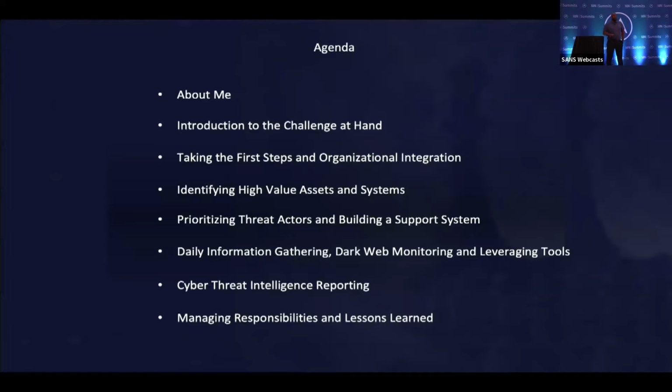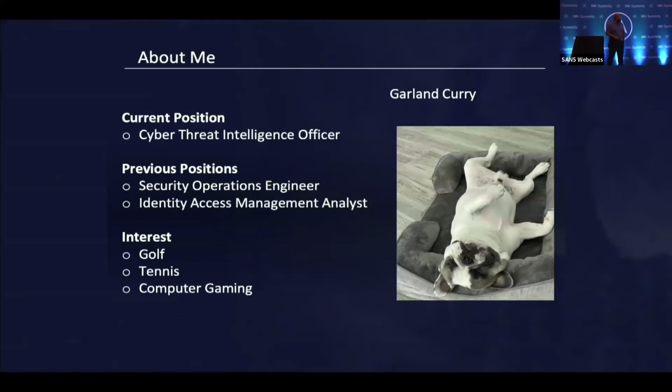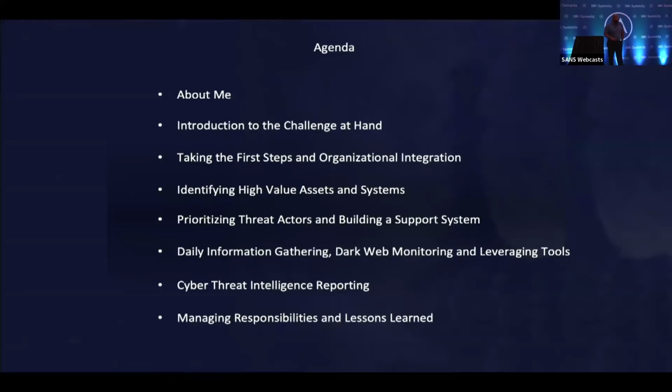And now I'd like to get into the agenda so you can see where our journey will be taking us. We're going to start off with about me, introduction to the challenge at hand, taking the first steps in organizational integration, identifying high-value assets and systems, prioritizing threat actors and building a support system, daily information gathering, dark web monitoring and leveraging tools, cyber threat intelligence reporting, and we'll finish off with managing responsibilities and lessons learned.